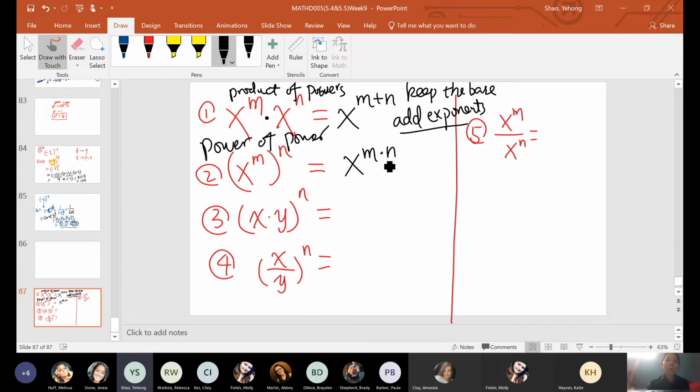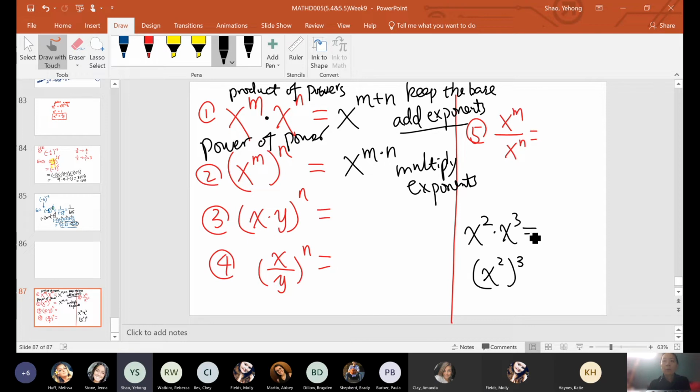But if you have a power of a power, you keep the base but multiply the exponents. Let me give you two specific examples. In the first case, it's like doing x squared times x to the third. In the second case, it's like x squared to the third. The first one, the answer should be x to the fifth. Why? Because you have 2 copies here, 3 copies there. Together, if you count them, it's 1, 2, 3, 4, 5. It's 2 plus 3, that gives you 5.